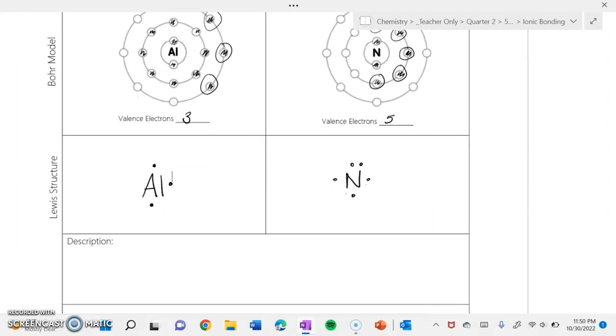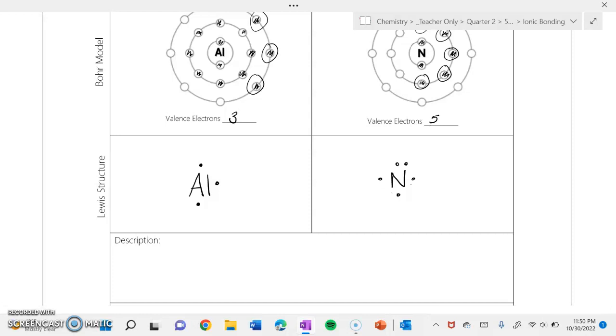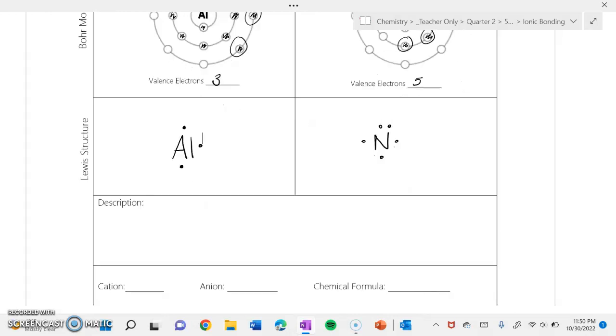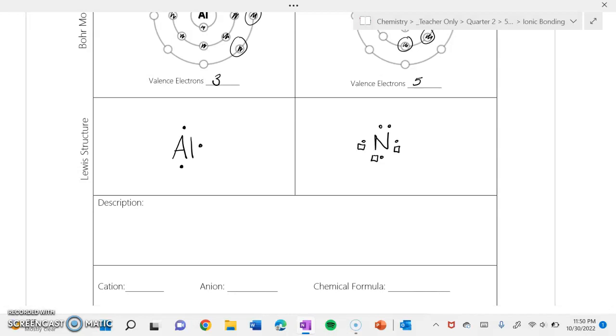So let's apply that for aluminum and nitrogen here. Aluminum is our metal, it's going to be giving away electrons, and nitrogen is our nonmetal, it's going to be gaining electrons. And if you notice, nitrogen has these open spaces where it does not have valence electrons. If it were full, I'm going to draw boxes where it would be full. So those are our empty spots here. And then we have 3 electrons in aluminum, and nitrogen has 3 empty spots to become stable.